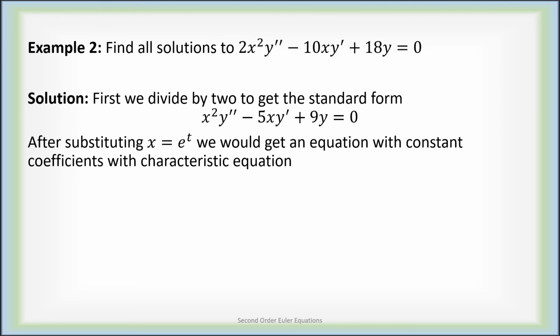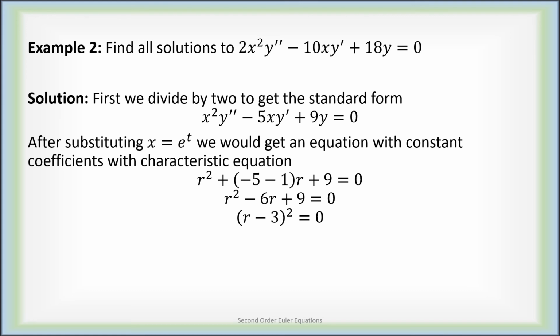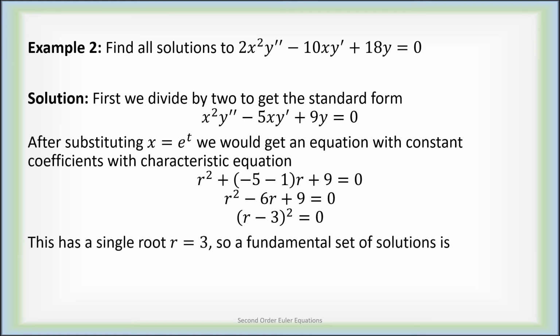Once we make the substitution of x equals e to the t, we will eventually get a constant coefficient equation. However, we have to subtract 1 from that middle term, so the characteristic equation would end up being r squared plus negative 5 minus 1 times r plus 9 equals 0. In other words, r squared minus 6r plus 9 equals 0. It factors very nicely as r minus 3 squared, but this only has a single root, 3, and it's a repeated root because we have r minus 3 squared.